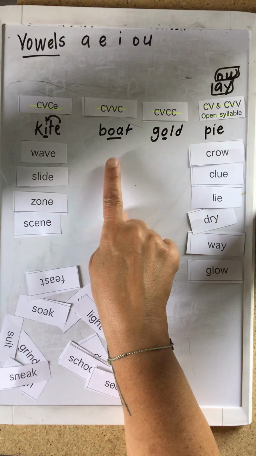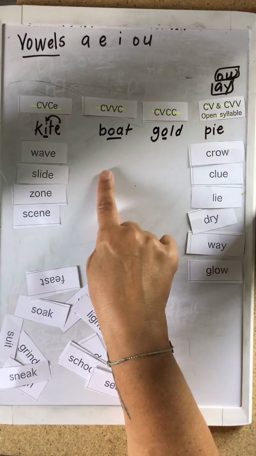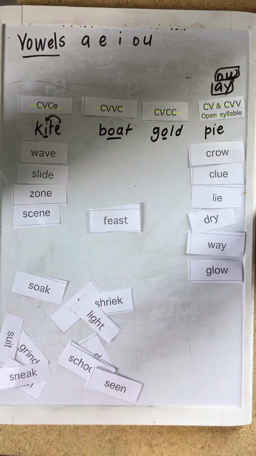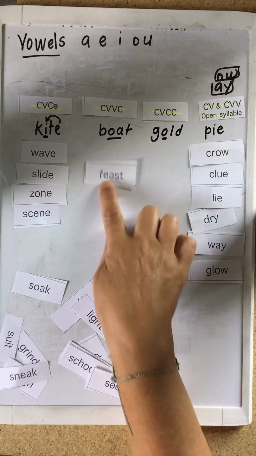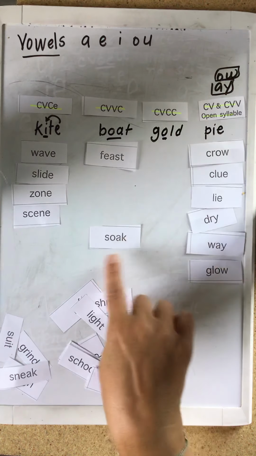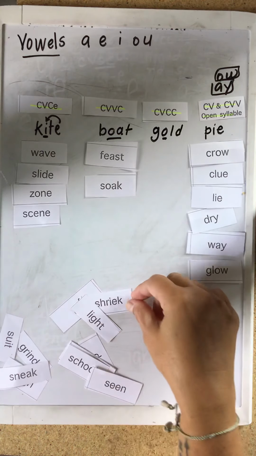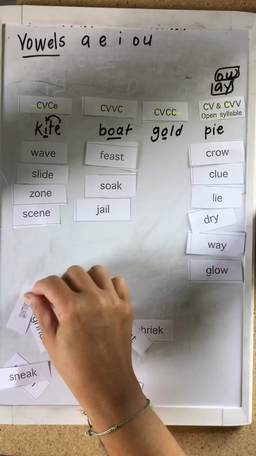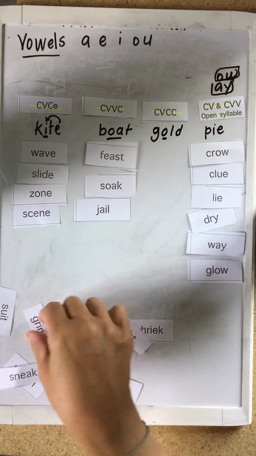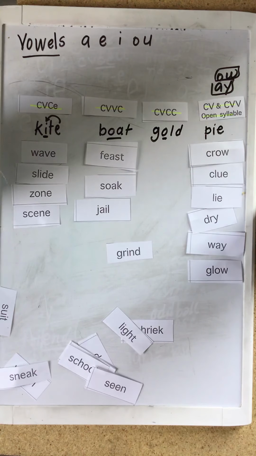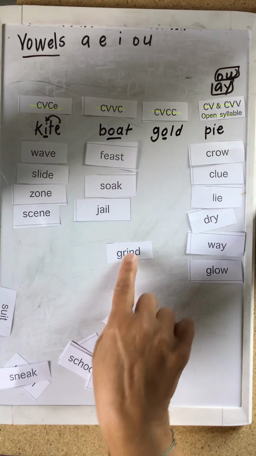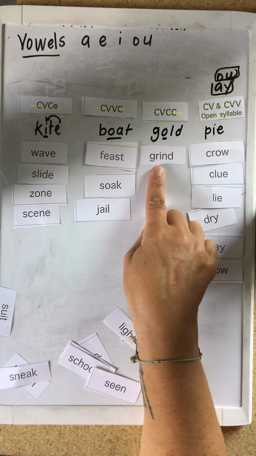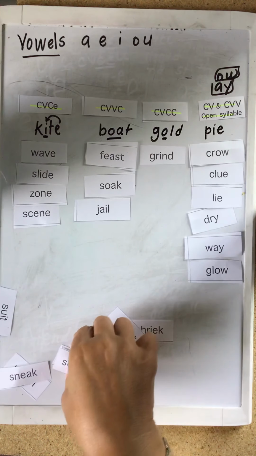So now this one has 2 vowels in the middle, and this one has 1 vowel. So I'm going to look at what I have left. Feast, I see 2 vowels in the middle saying the E sound. Soak, 2 vowels in the middle saying the O sound. Jail, 2 vowels in the middle saying the A sound. Grind, 1 vowel. Oh, that goes here because it's consonant, vowel, consonants.